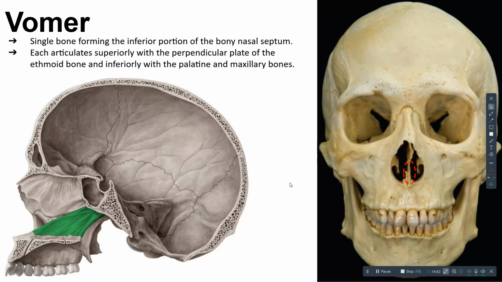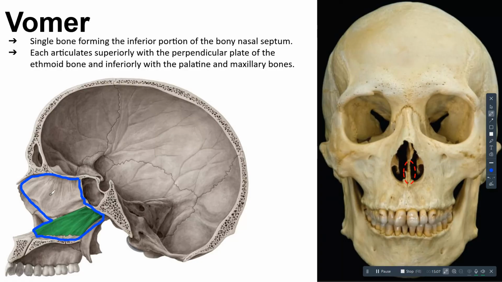This single bone here is the vomer. Recall that there is a bony nasal septum. So I can outline the entire bony nasal septum right here in blue. The bony nasal septum is the posterior part of the nasal septum. Remember, the anterior part was made of hyaline cartilage. And the nasal septum, of course, separates the nasal cavity into left and right halves.